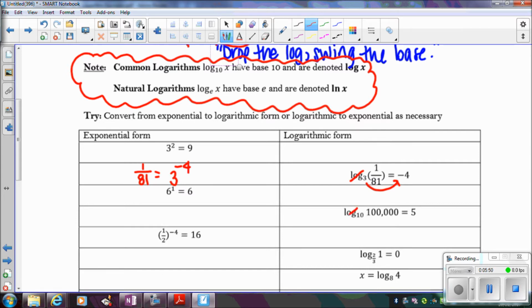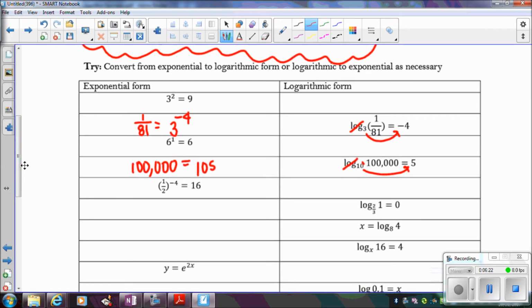If I go here, drop the log, so swing the base. So that would mean it's going to be 100,000 equals 10 to the fifth. So again, remember what this really is saying is what power do I raise 10 to get 100,000? Because remember, log really equals the exponent. So we can continue this, and then we'll go back and fill in the others.